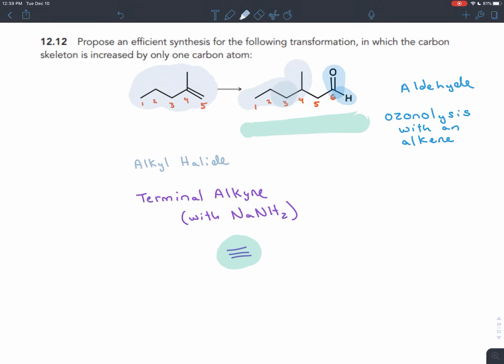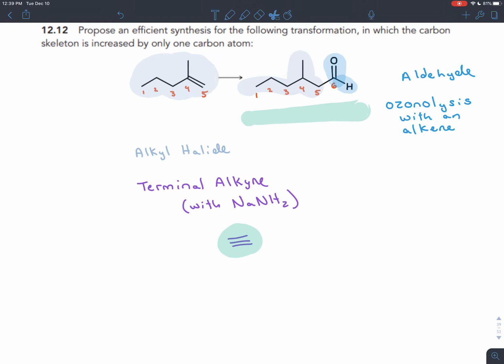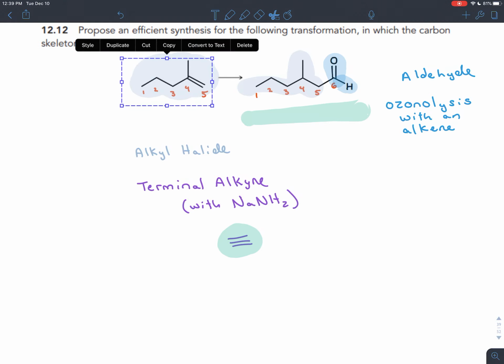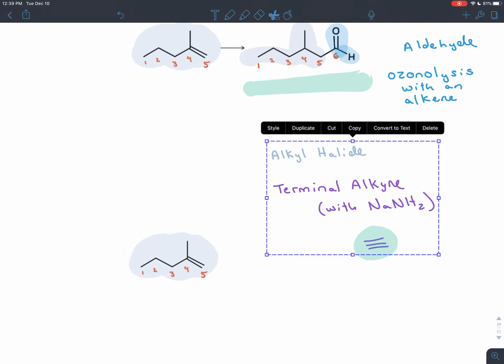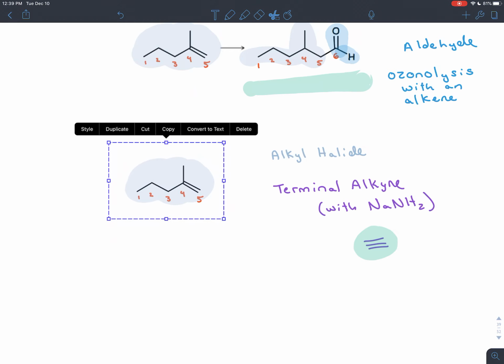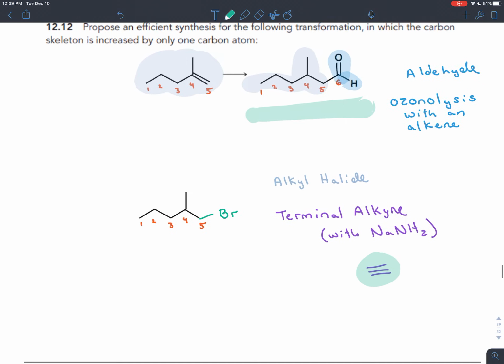And notice where we want the alkyl halide to be. We want the alkyl halide to be on carbon number 5, because we're making a new carbon-to-carbon bond between 5 and 6. So if this is the alkyl halide, the halogen, the leaving group, needs to be on carbon number 5. So let's make a draft of that. We know we need this to be an alkyl halide. The alkyl halide needs to be on carbon number 5. So we could draw that in. This is what we need.